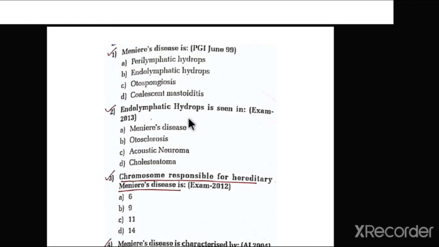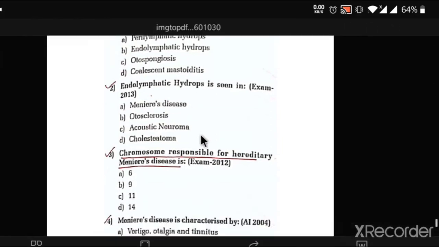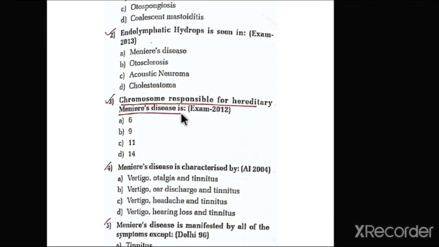These are some MCQ questions. Meniere's disease is, now we can say, endolymphatic hydrops. Endolymphatic hydrops is seen in, this is the answer, Meniere's disease. The chromosome responsible for hereditary Meniere's disease is chromosome number 6. We have talked about it in the etiology of Meniere's disease under hereditary causes. Meniere's disease is characterized by, of course, the presence of vertigo, then hearing loss and tinnitus. The answer is D. This is the answer.